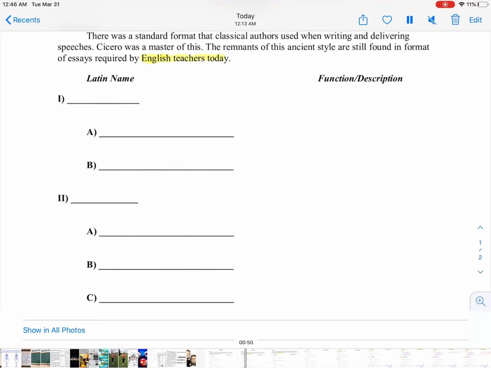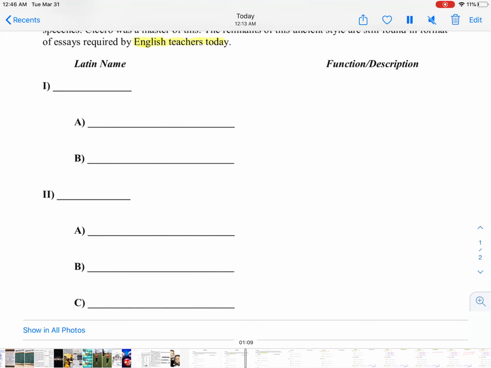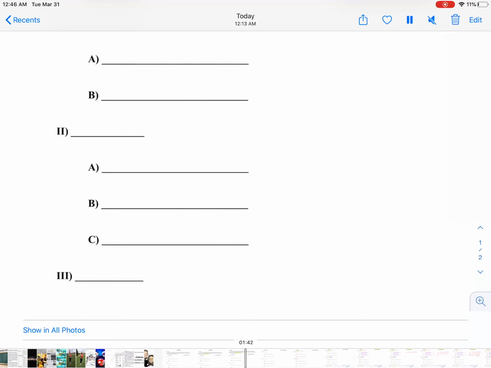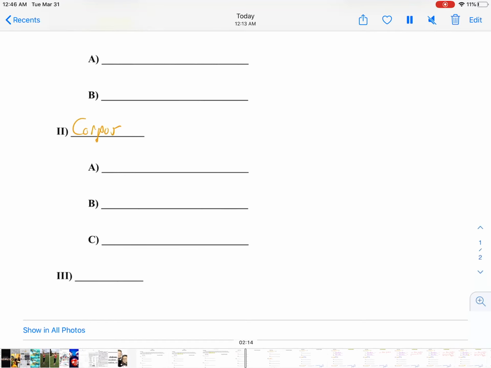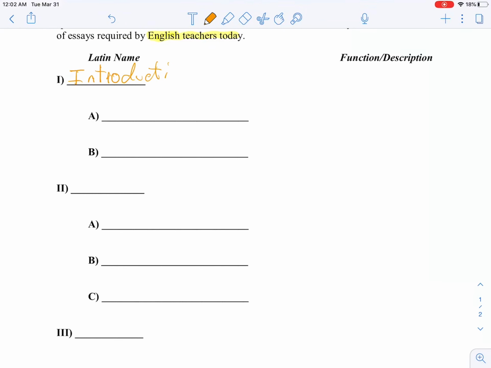you're going to be able to see that if I move this forward a little bit, the Romans started with three things. You got an introductio, an introduction. They had a corpus, and then they would end with the conclusio.